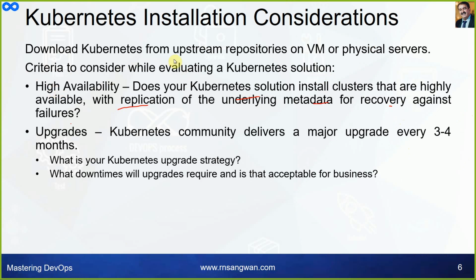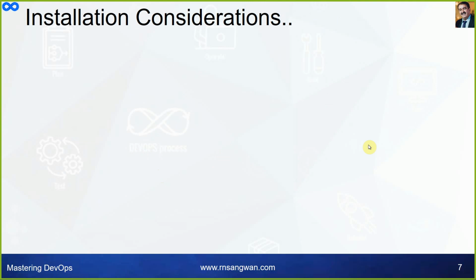The Kubernetes community delivers a major upgrade every 3-4 months. So what is your upgrade strategy? What is your Kubernetes upgrade strategy? What downtime will upgrade require, and is that acceptable for the business? You need to answer this question also.